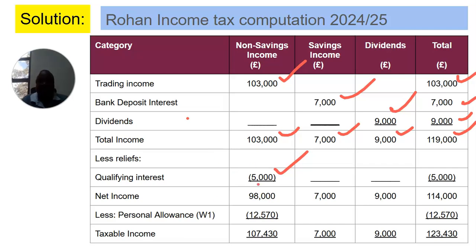Okay, please revisit the start of the video. That's when I explained all these things. So here we are now left with 98,000, here 7,000, 9,000, and we get a total of 114,000.